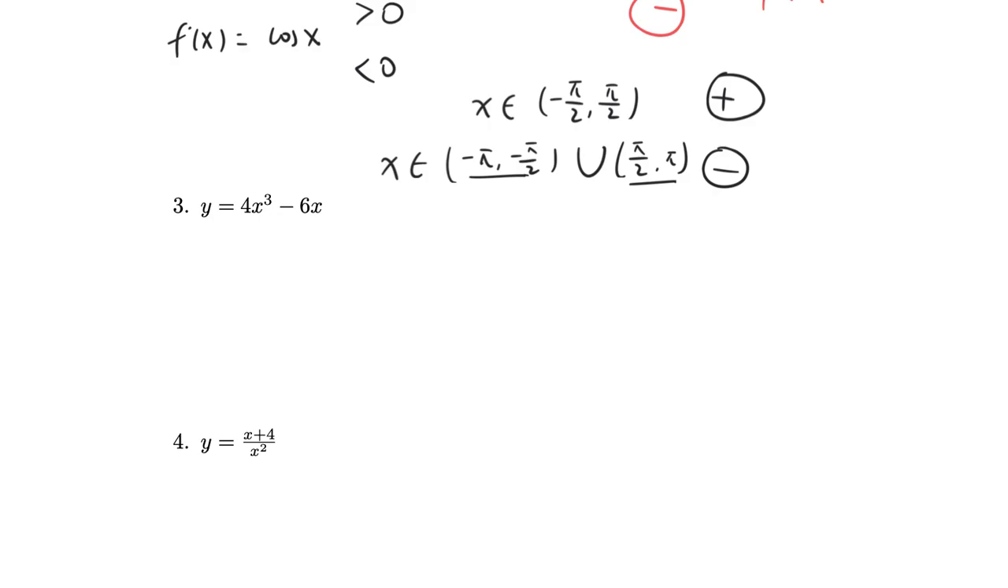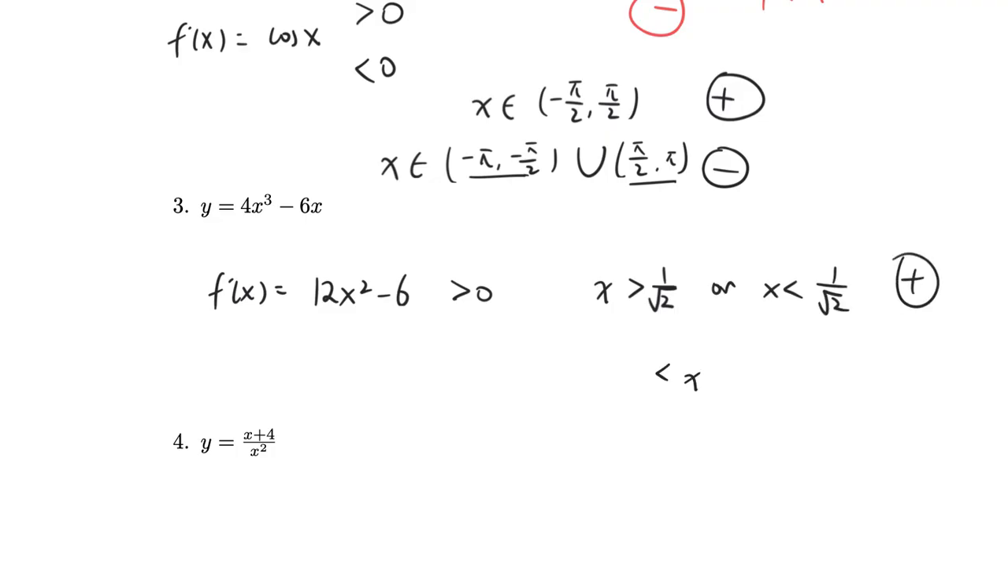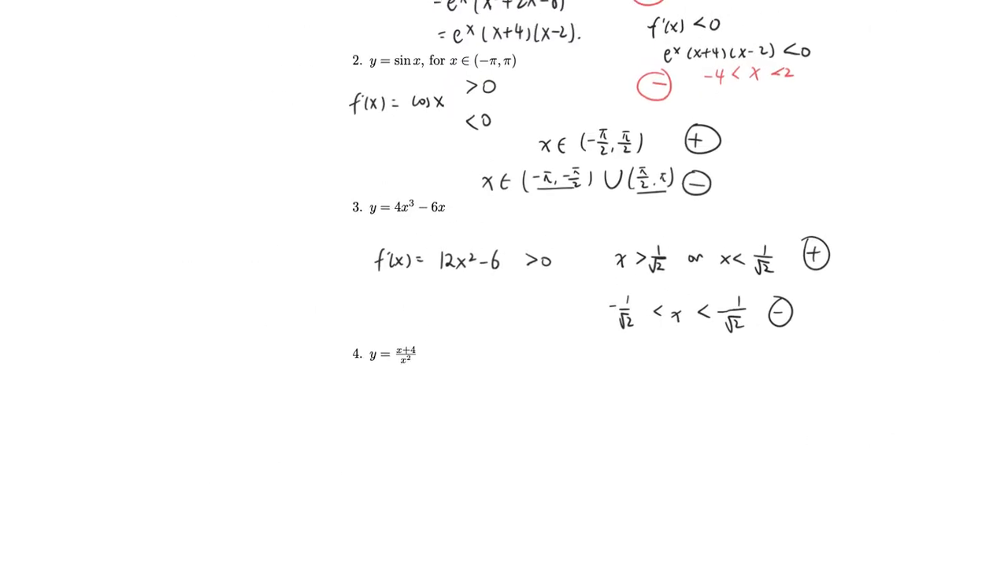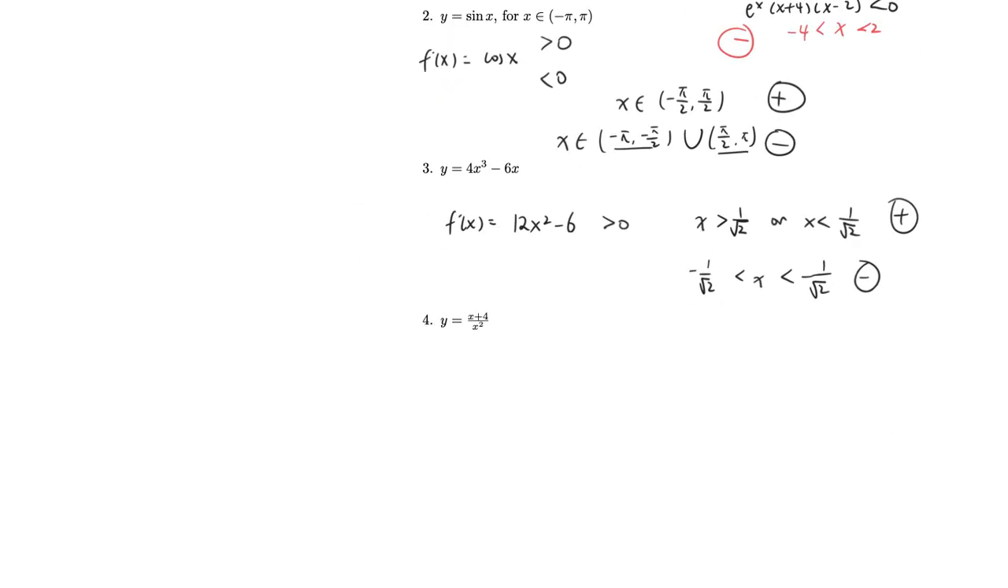Here you can do the same. So f prime of x is equal to 12x squared minus 6. This is greater than 0 whenever x is greater than 1 over root 2, or x is less than negative 1 over root 2. And if x is in between, then we have decreasing. Right, like this. This one we'll leave as an exercise for you.